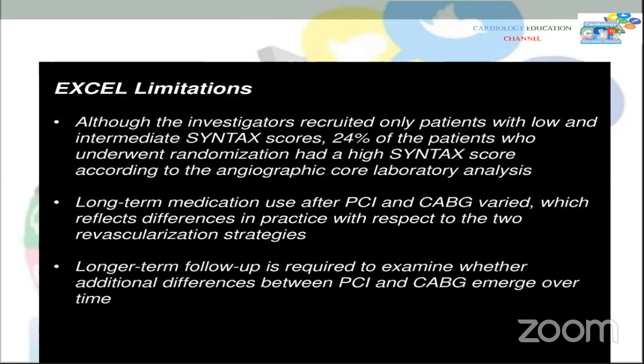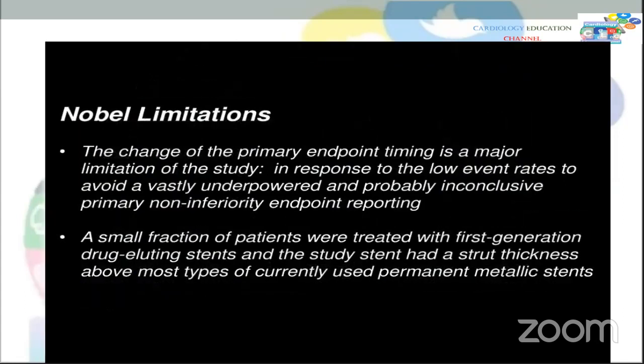So although the investigators recruited only patients with low and intermediate SYNTAX score, up to a quarter of those patients in the EXCEL who underwent randomization had a third tertile SYNTAX score according to the angiographic core lab analysis. You should know that there was a difference in the long-term medication, especially the dual antiplatelet therapy, between the PCI and the CABG, and of course a longer-term follow-up is needed.